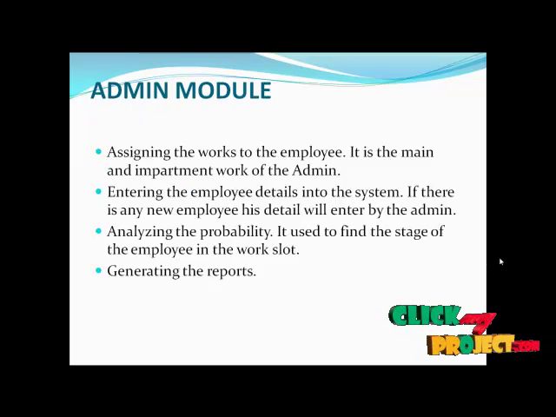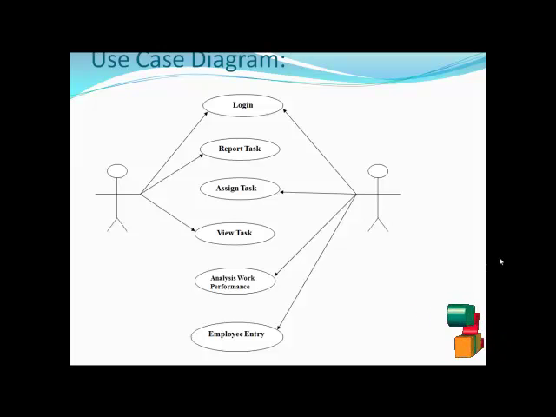Let's see the flow of our project. This is the use case diagram. There are two users. This is user and this is admin. The user can access the login page, report task and view tasks. The admin can access the login, assigning work, analyzing work performance, and employee entry.